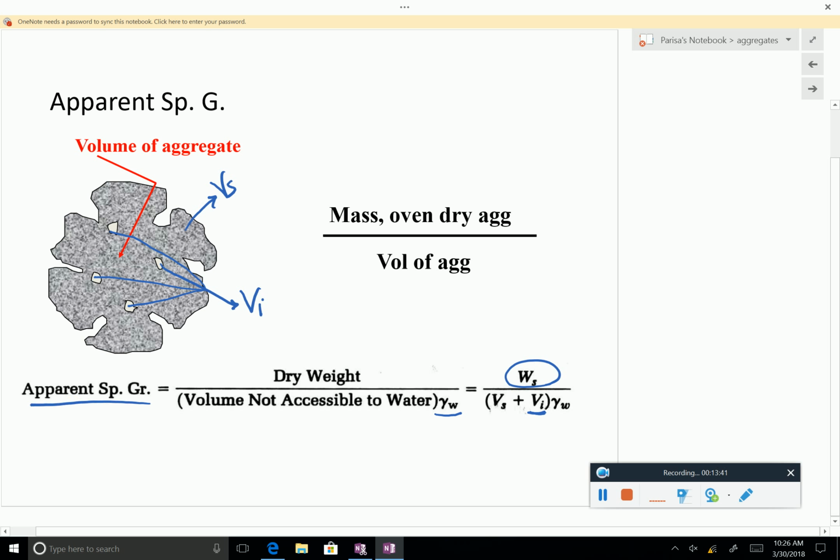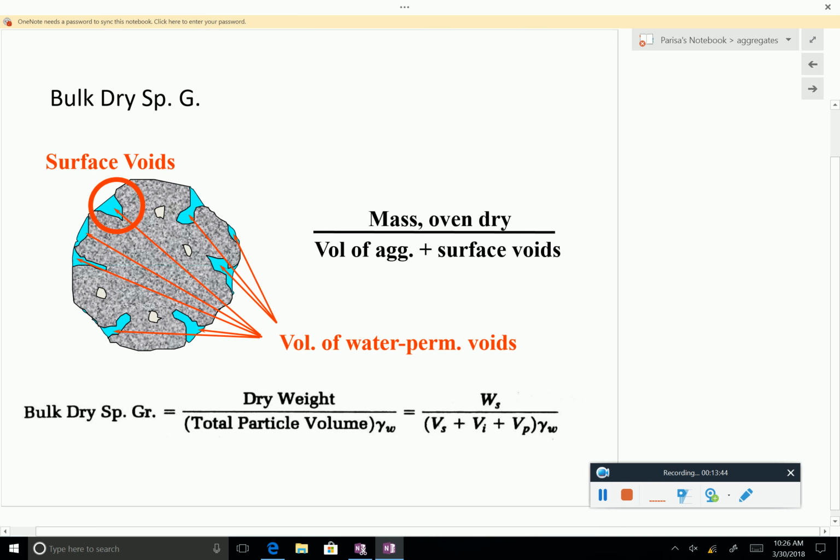Next, definition. Bulk dry specific gravity. Again, you have dry weight, but here you also take into account the volume of pores which are permeable to water. So all the volume. And don't forget, this is the unit weight or density of water.